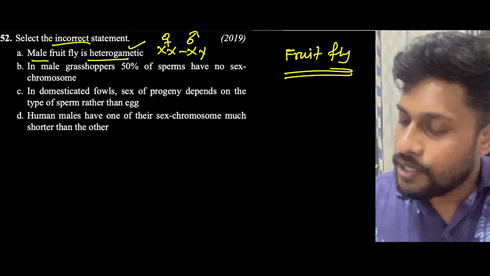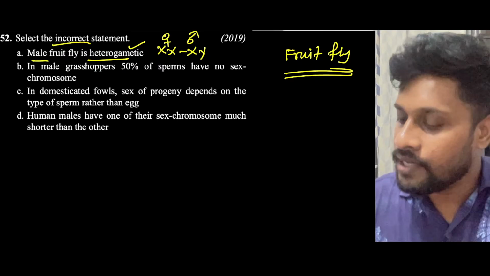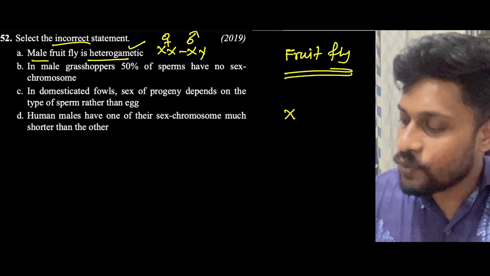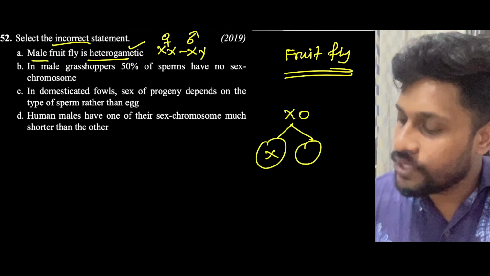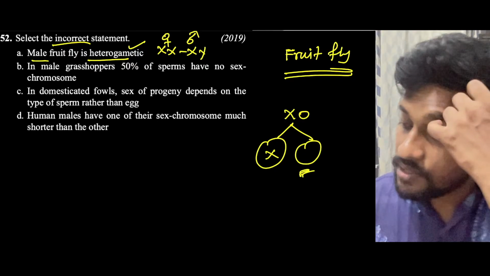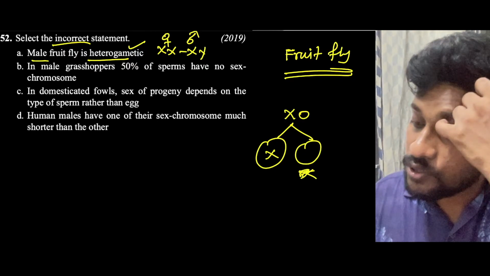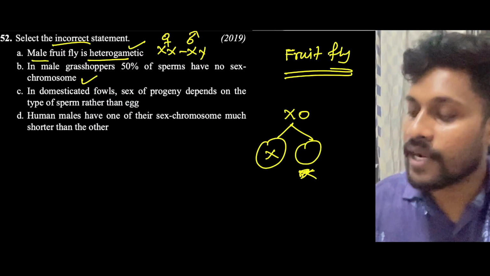Now, in male grasshoppers, 50% sperms have no sex chromosome. In male grasshopper means what? XO type. They produce two types of gametes. 50 percent do not have a sex chromosome. Hence, this is true.